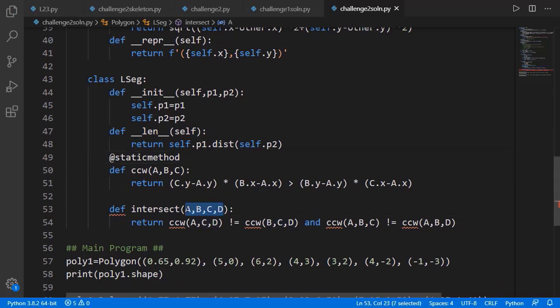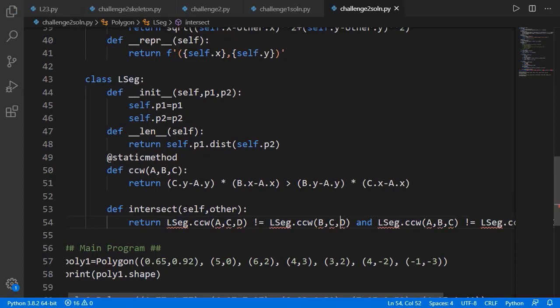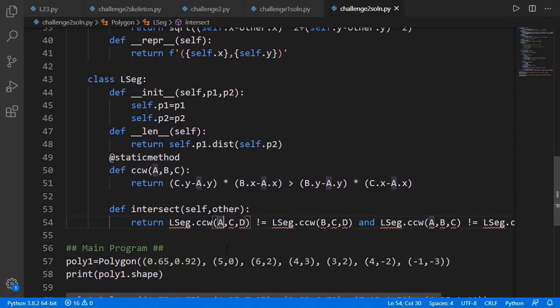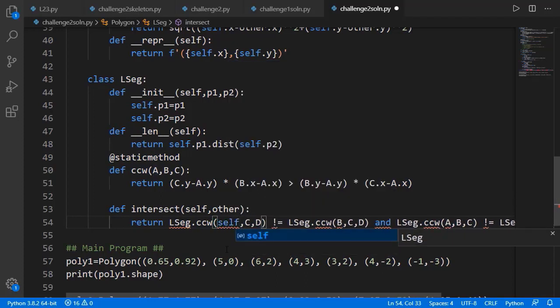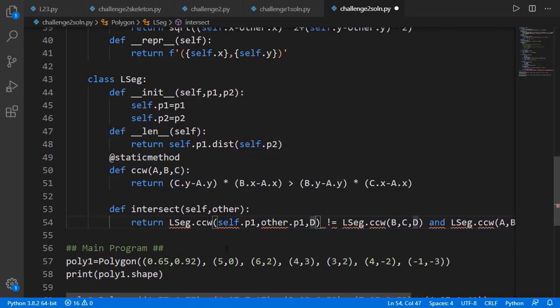For this intersect method, instead of 4 points, I will change those to 2 line segments. Now I should change the points A, B, C and D to P1 or P2 of self and other. A, B are P1 and P2 of first line segment, whereas C, D are P1 and P2 of second line segment.